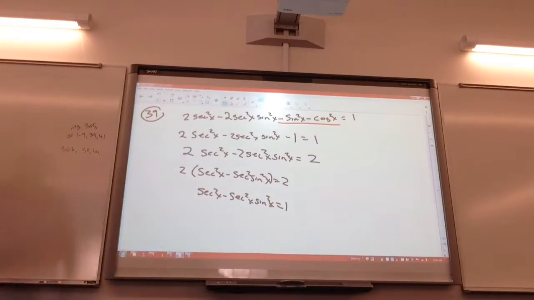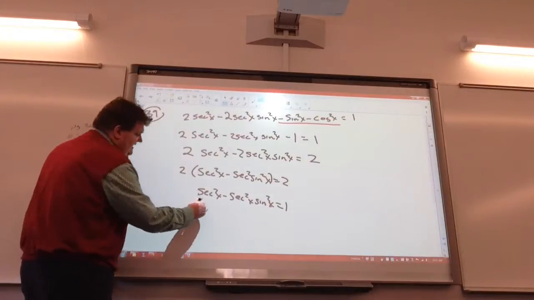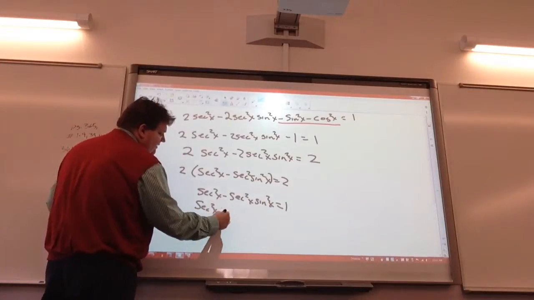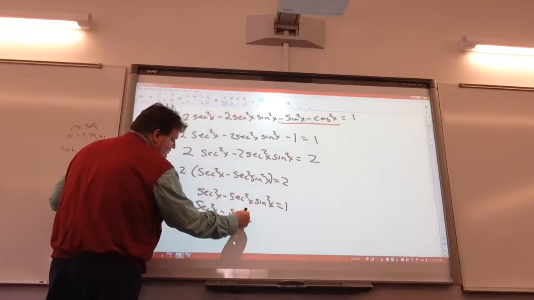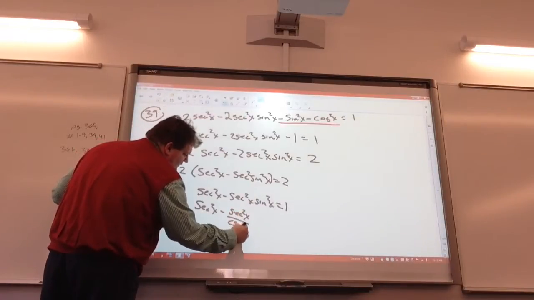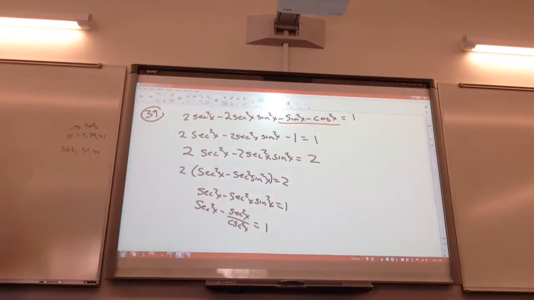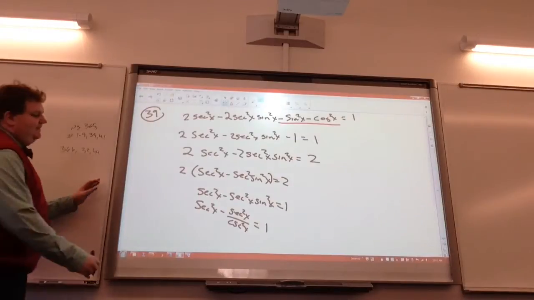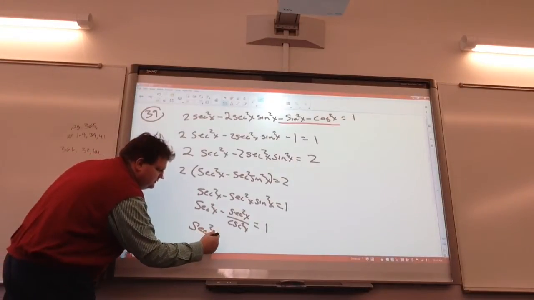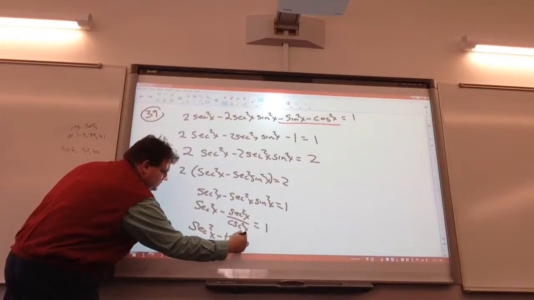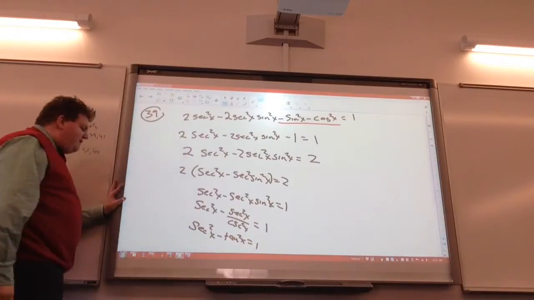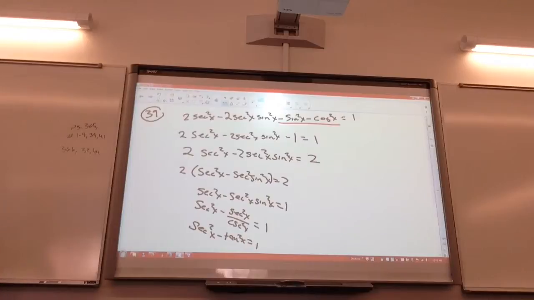Then things are in terms of secants, okay? So if I did that, I'd have secant squared of x minus the secant squared of x over the cosecant squared of x equals 1. Secant over cosecant. What should that remind you of? It's the tangent, right? And now I've got secant squared, tangent squared, and 1.